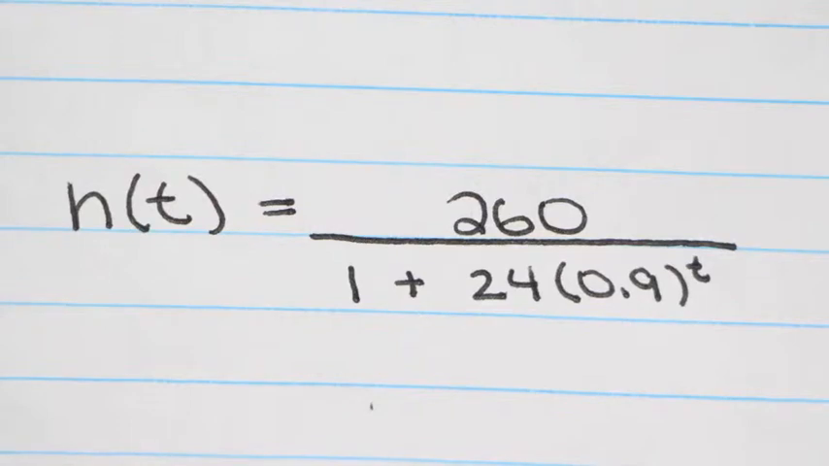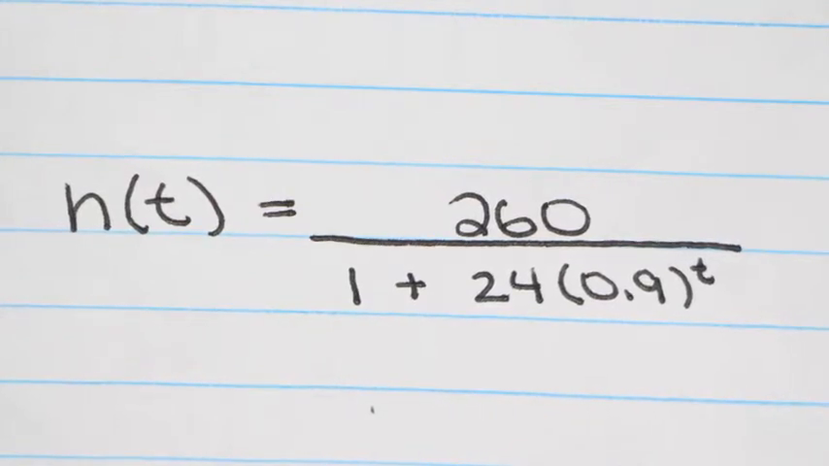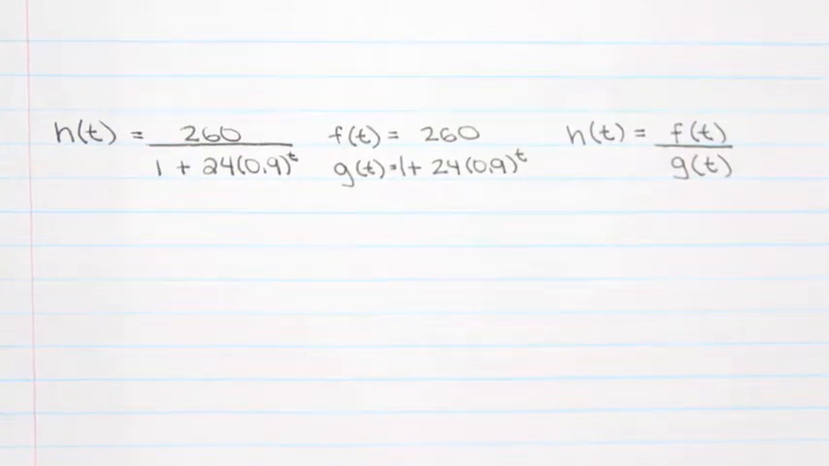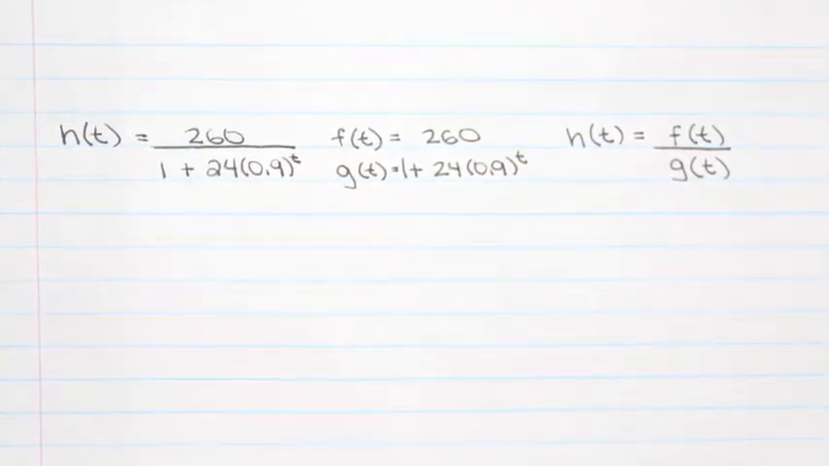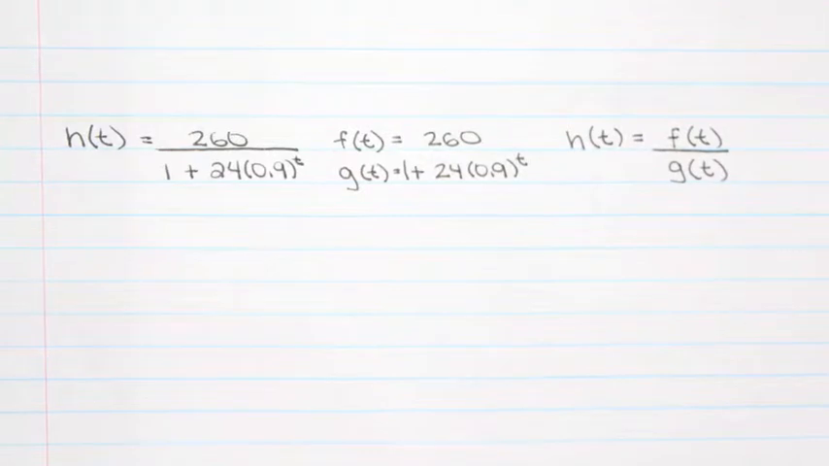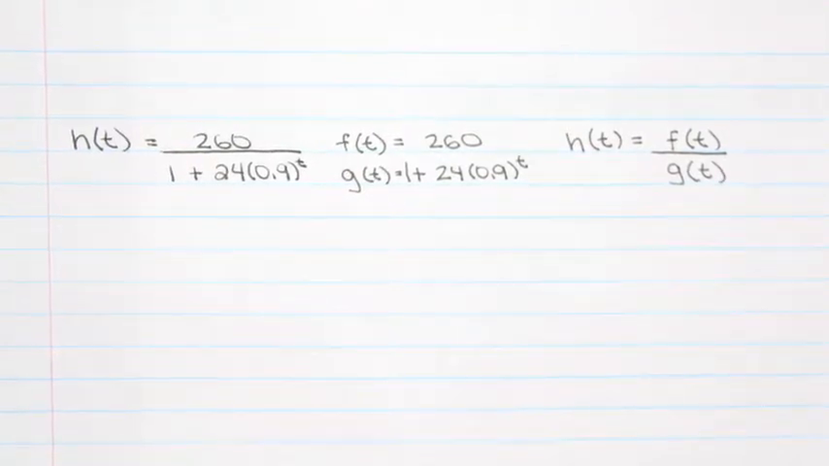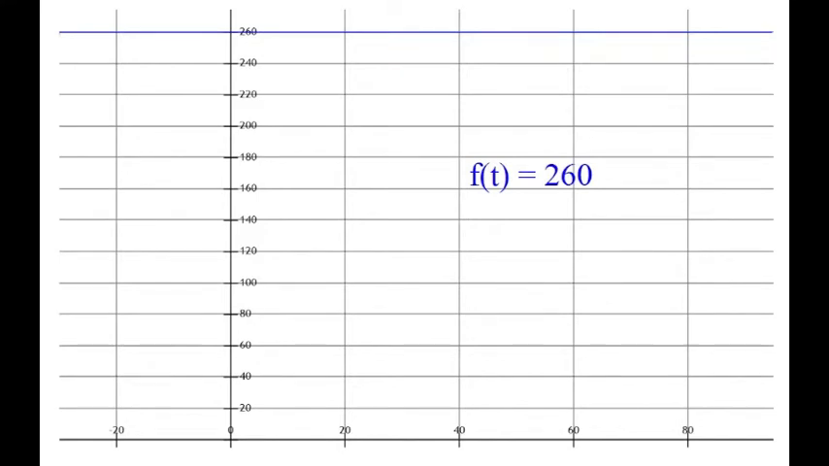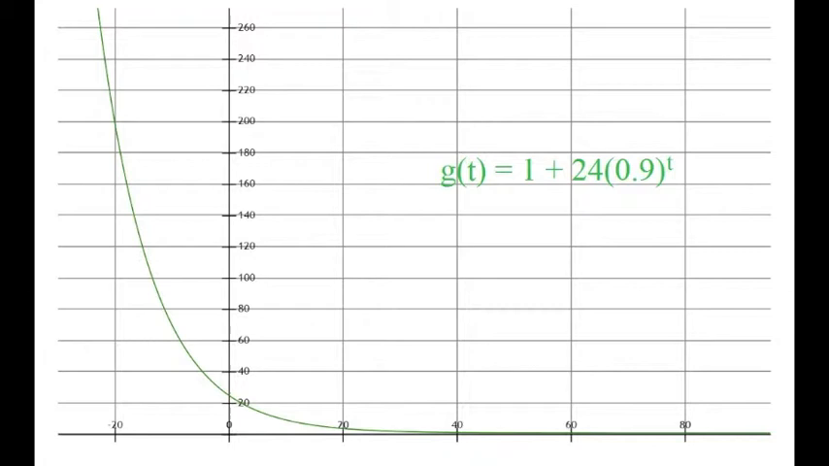The numerator and denominator are two different functions. For explanation's sake, we will call the function in the numerator f of t, and the one in the denominator g of t. Therefore, our function h of t is equal to f of t over g of t. F of t is a constant function because its values remain constant. G of t, on the other hand, is an exponential function.